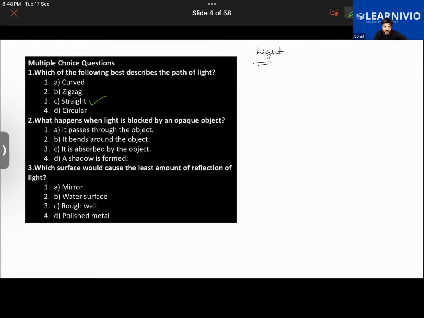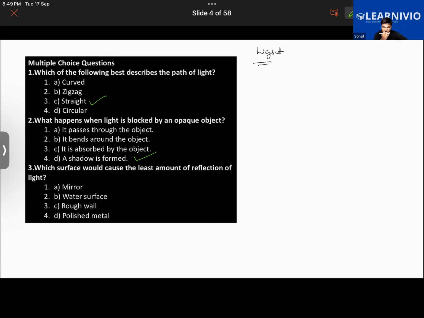C. What happens when light is blocked by an opaque object? Sir, a shadow is formed. Shadow is formed. Khadija, is it true? Yes, sir. Good.